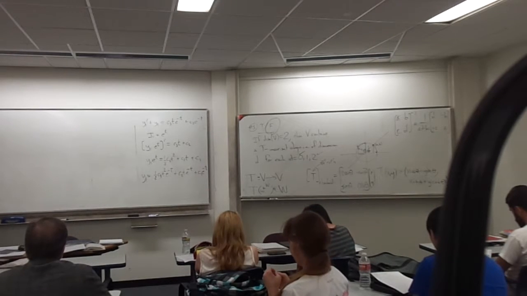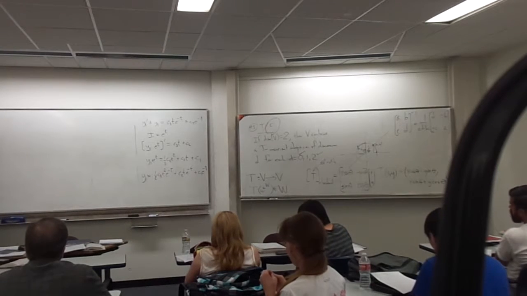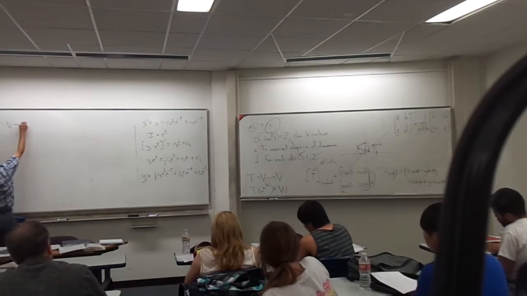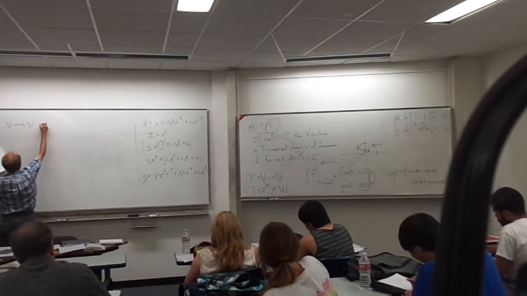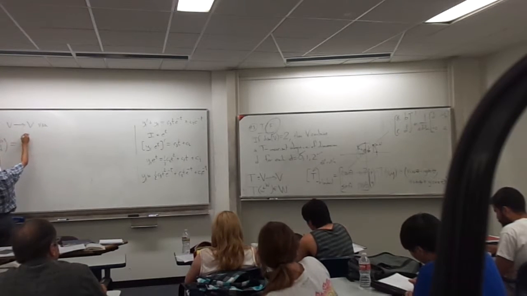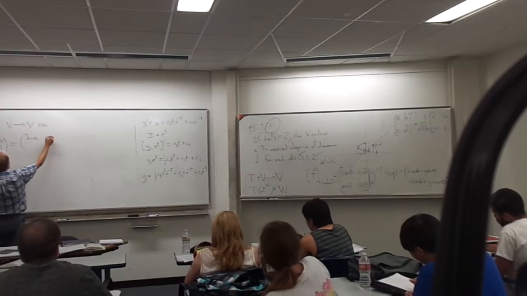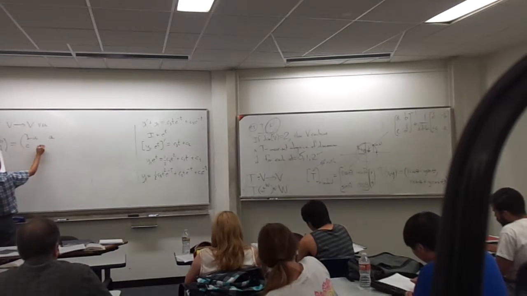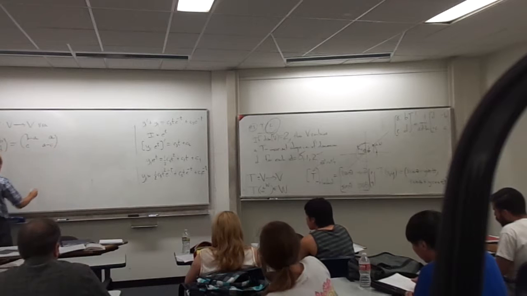Okay, so number 6 in the review packet is: define T from B to B via T of (A, B, C, D) equals (B minus A, C, and A minus C).